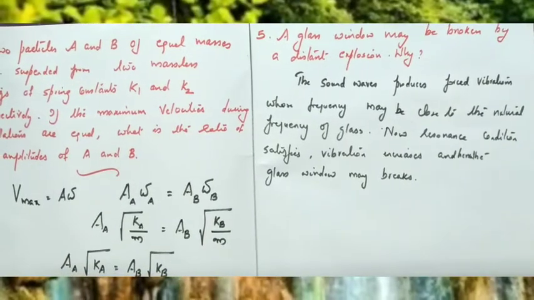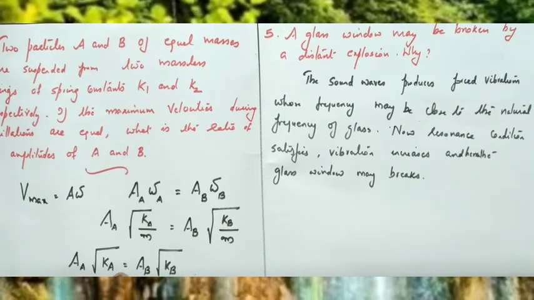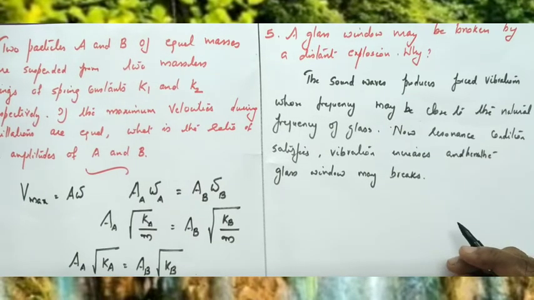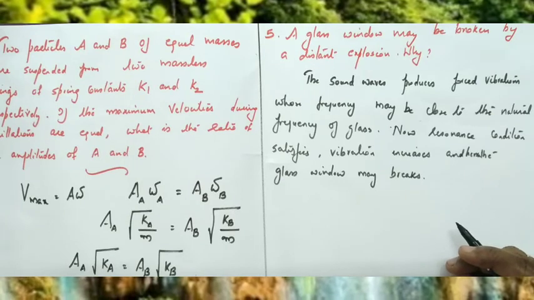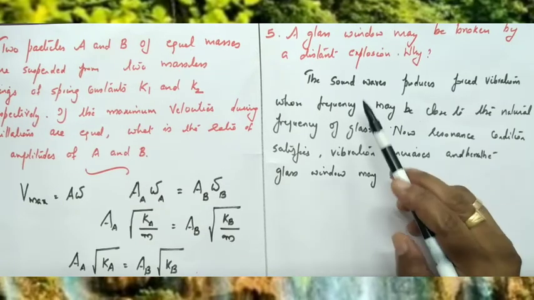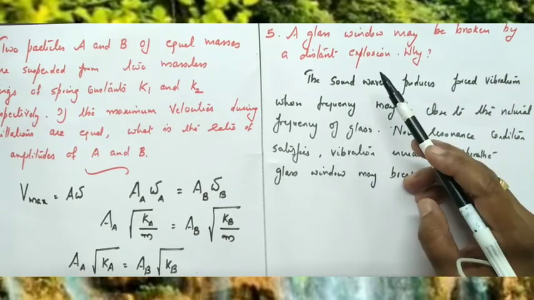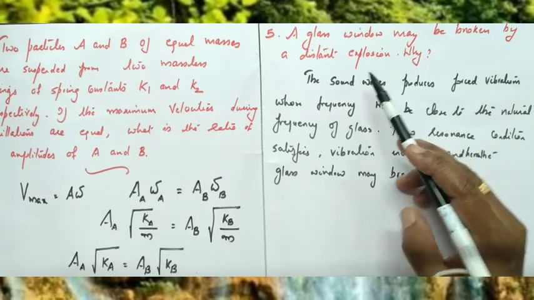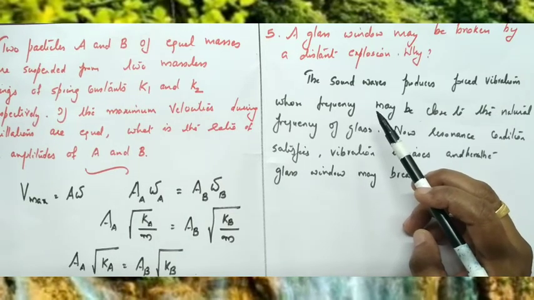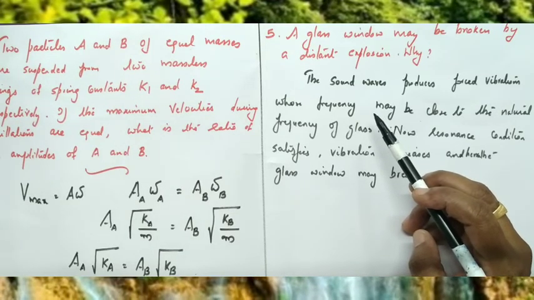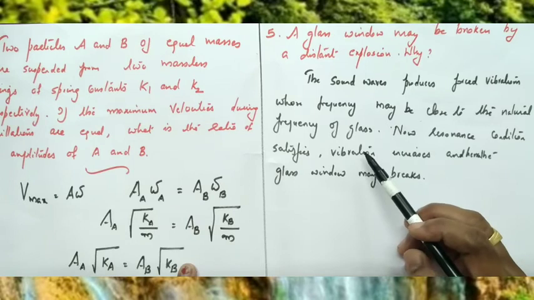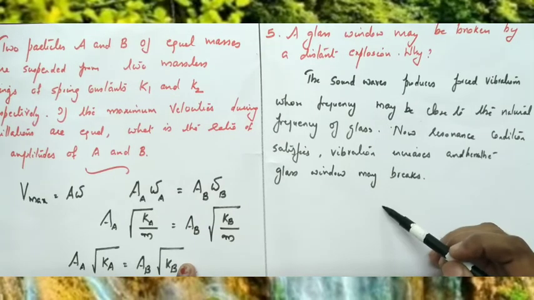A glass window may be broken by a distant explosion. That's the question. Why? So distant explosion produces sound waves and that produces forced vibration, whose frequency may be nearly equal to the frequency of the glass window. The natural frequency and the applied frequency are nearly equal, resonance condition is satisfied and hence vibration increases and the glass may break.